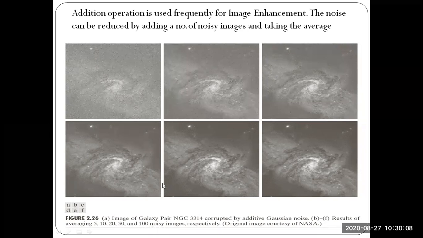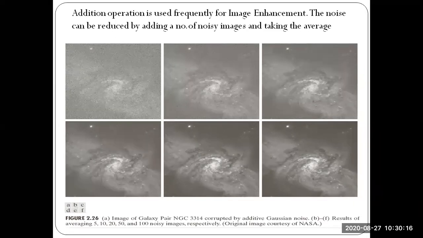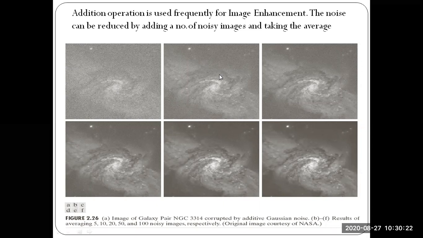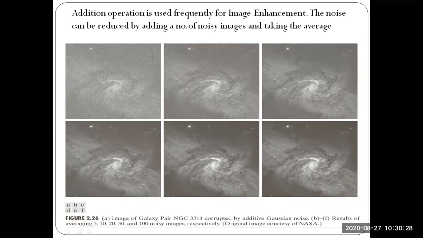Suppose figure A is my original image, and figure B is the image obtained after averaging 5 noisy images. Similarly, what about C? C is also a galaxy image, but after averaging 10 noisy images. And similarly D: D is 20 images. If you average 20 noisy images, you will get an image like D.